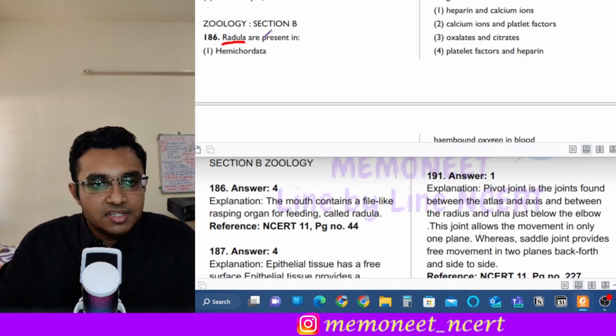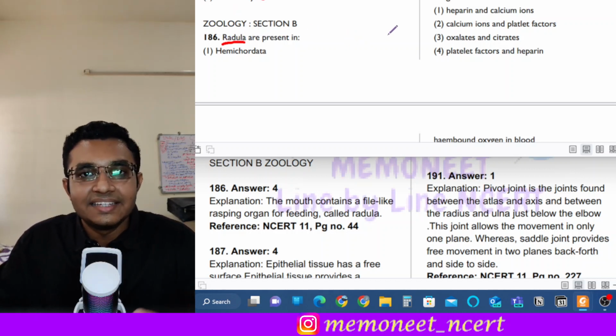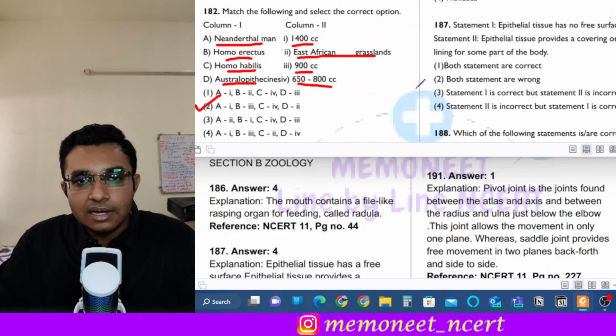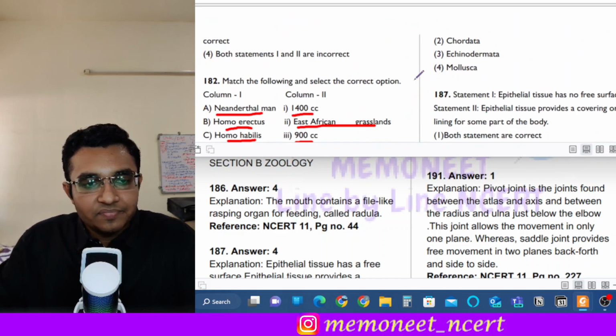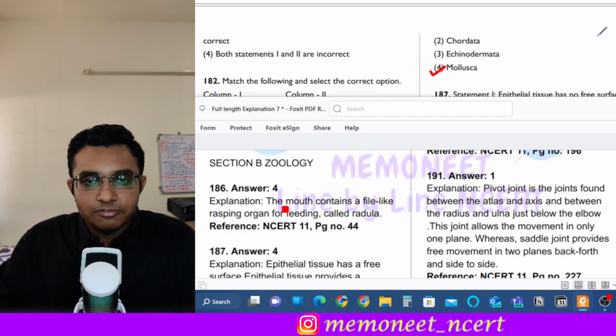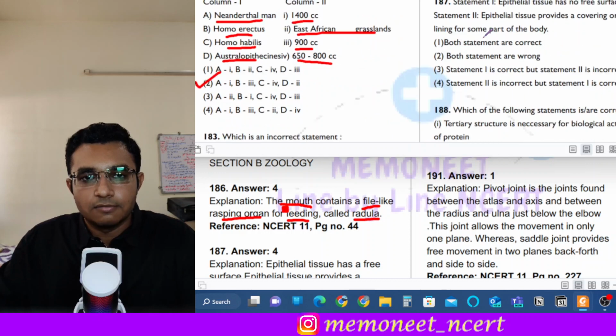Radula are present in. So you might have heard about the file-like rasping organ, which are called as radula, and these radula are present in which phylum? They are found in phylum Mollusca. Okay, so the organism of phylum Mollusca, their mouth contains a file-like rasping organ, which is required for feeding. It is called as radula. Okay, the next question is question 187.